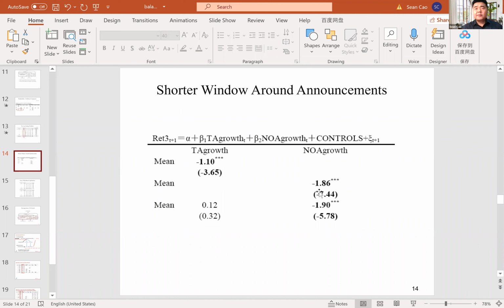But this is huge. Think about it. You buy and hold for 12 days, and you get 1.8% after adjusting for the risk. That's huge. So this is very confident. This is not risk driven. There's something there. This is something tradable. That's something tradable you have. So this is the trading strategy.